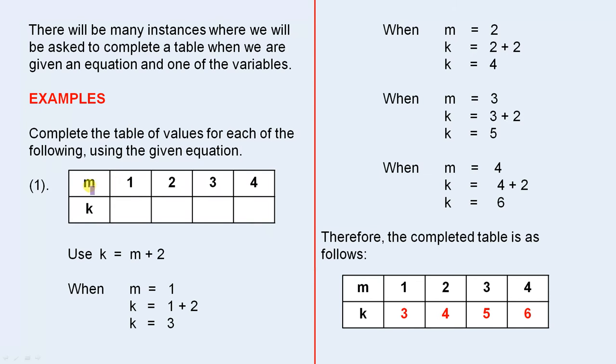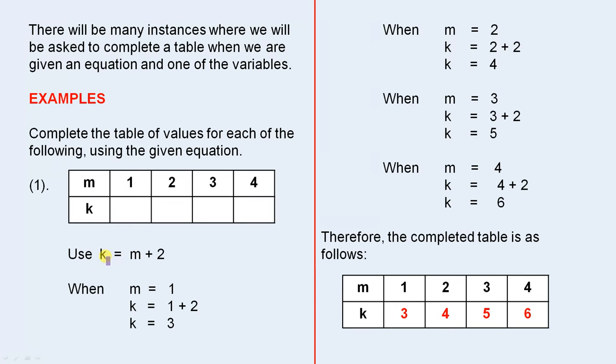So for example 1, here is a table where we have the variables m and k. Another name for those are pronumerals, of course. The reason we call them variables is that they can assume different values. So m can have the values of either 1 or 2 or 3 or 4. They're the values we've assigned to m. Now we have to find the various values of k for each of those values of m.